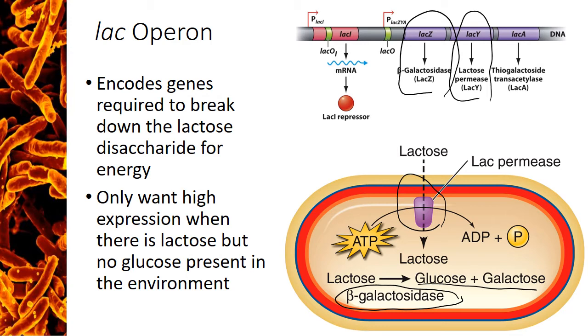Since these genes encode proteins that are needed for lactose digestion, they're only needed if there is lactose in the cell. Additionally, the cell would prefer to use glucose for energy, since glucose feeds right into glycolysis without any additional steps. Thus, these genes are only highly expressed in conditions that contain lactose, but no glucose in the environment.